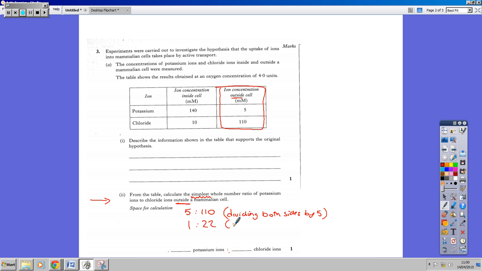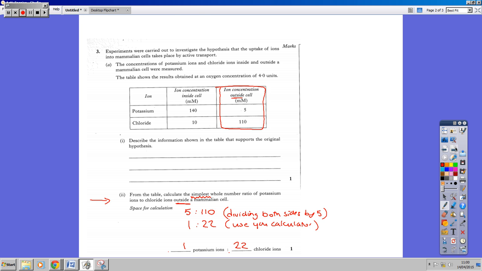Now this is the point where you should use your calculator, or at least check your calculation using your calculator. There is no point having done all the biology work to then make a simple mathematical error and get it wrong. Just double check: our potassium ions on the left, which is 5, so it's this side, so what we get is a ratio of 1 to 22.